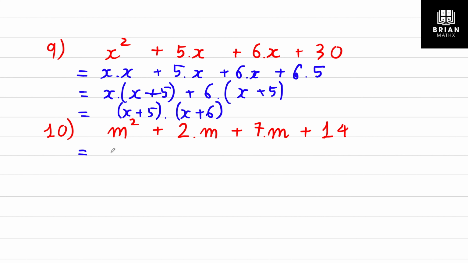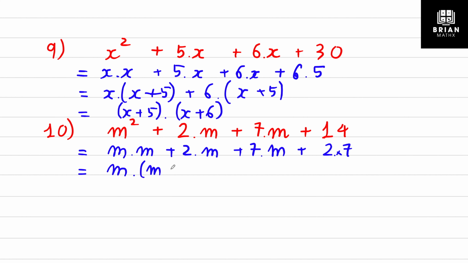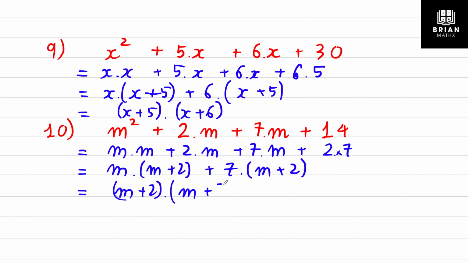Last question, m. M squared means m multiply m. 2 multiply m. 7 multiply m. 14 is 2 multiply 7. Okay. M outside, m plus 2 is the first bracket, 7 outside, m plus 2 is the other bracket, and the common bracket is m plus 2 and the second is m plus 7.